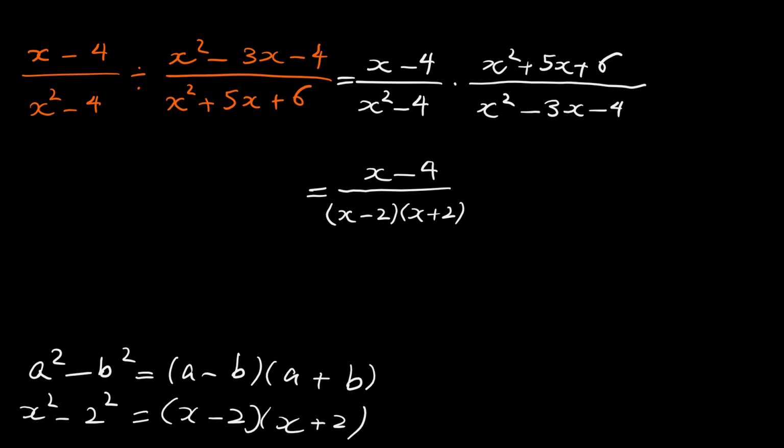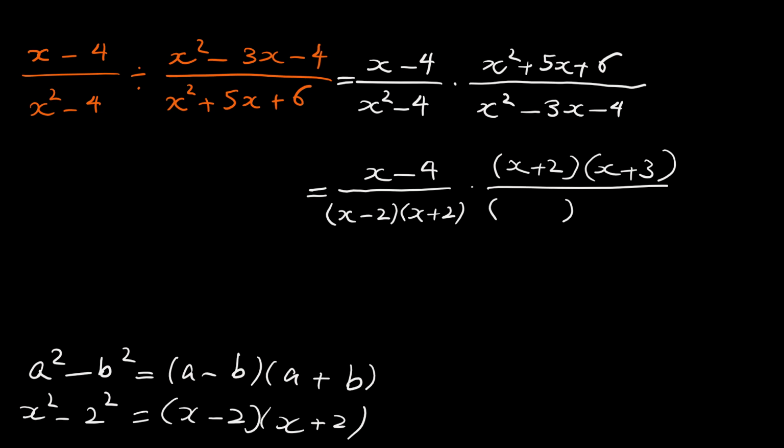Now look at the second fraction. In numerator we have a trinomial, and for factoring that we put two brackets, x, x. Now look for two numbers that their product is 6. Their sum is 5. Those numbers are 2 and 3, because 2 times 3 is 6, 2 plus 3 is 5.